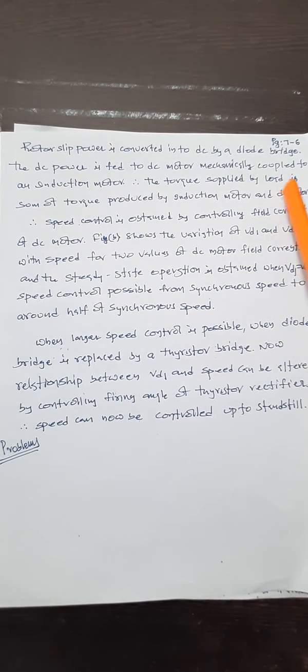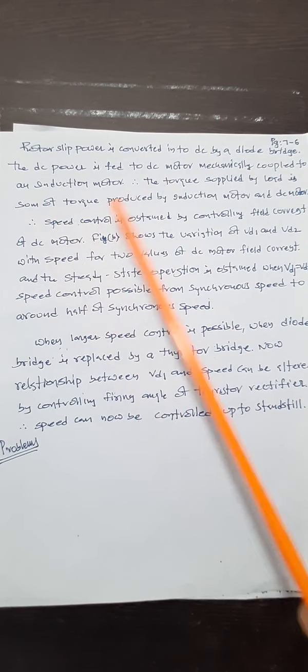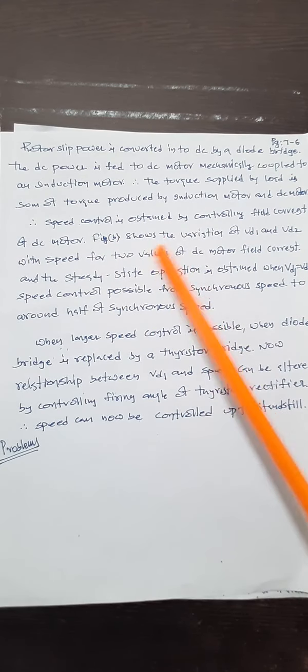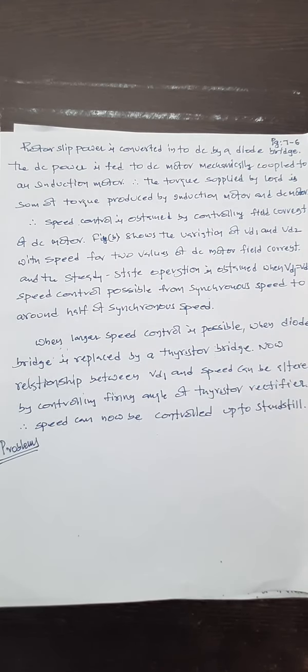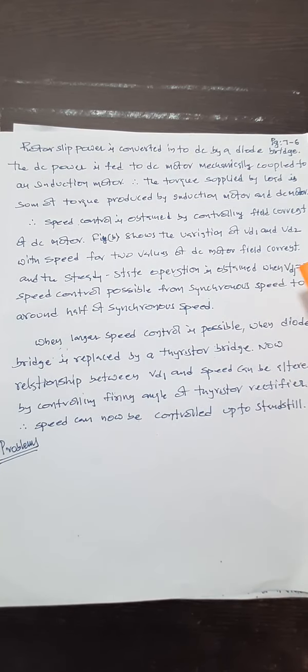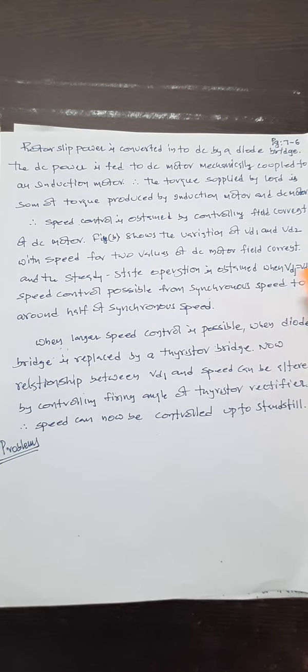So therefore, the torque supplied to the load is the sum of the torque produced by the induction motor and the DC motor. So speed control is obtained by controlling the field current of the DC motor. And figure B shows the variation of ED1 and ED2 with speed for two values of DC motor field current. Steady state operation is obtained when ED1 is equal to ED2. So speed control is possible from synchronous speed to around half of the synchronous speed.